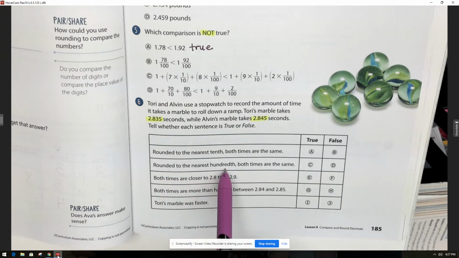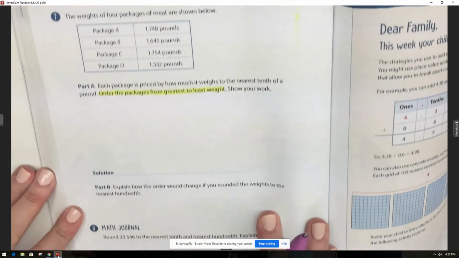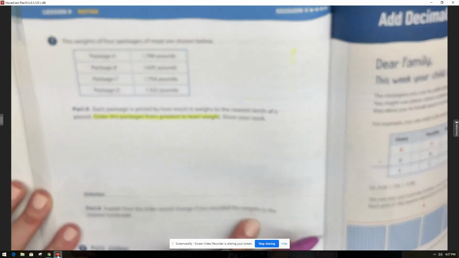Rounded to the nearest hundredth, both times are the same. Both times are closer to 2 and 8 tenths than 2 and 9 tenths. Both times are more than halfway between 2 and 84 hundredths and 2 and 85 hundredths. And Tori's marble was faster. You're going to mark true or false for each of those statements. Number 7. Number 7 is a two-part question.